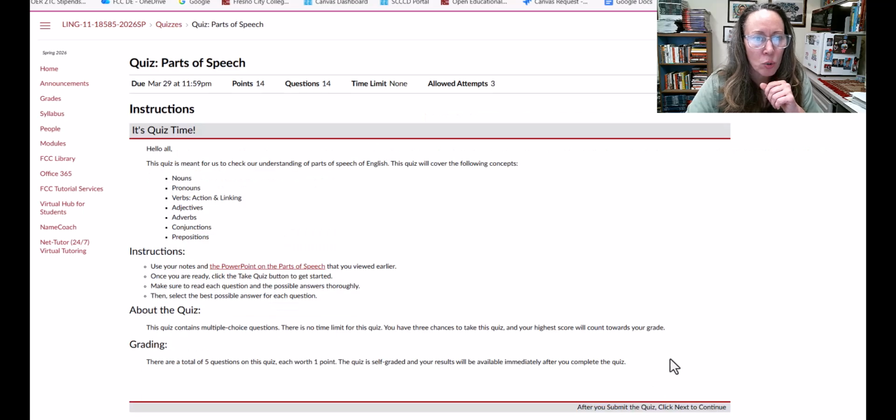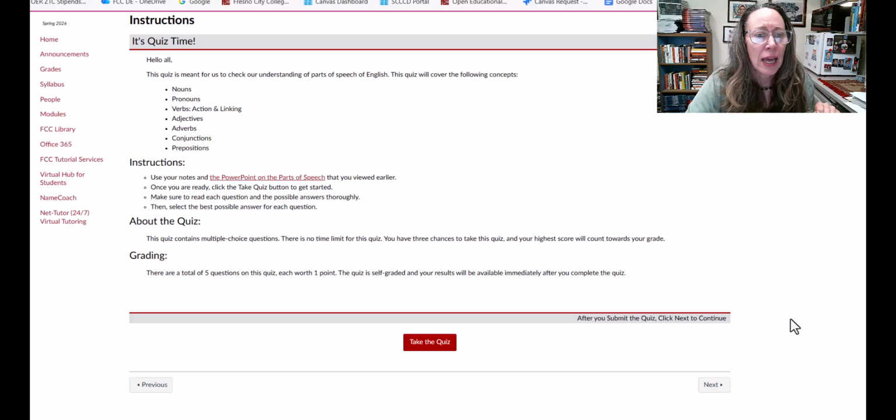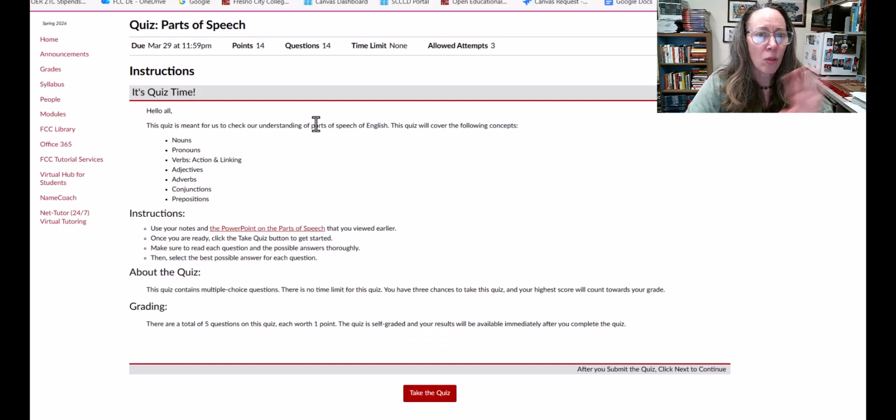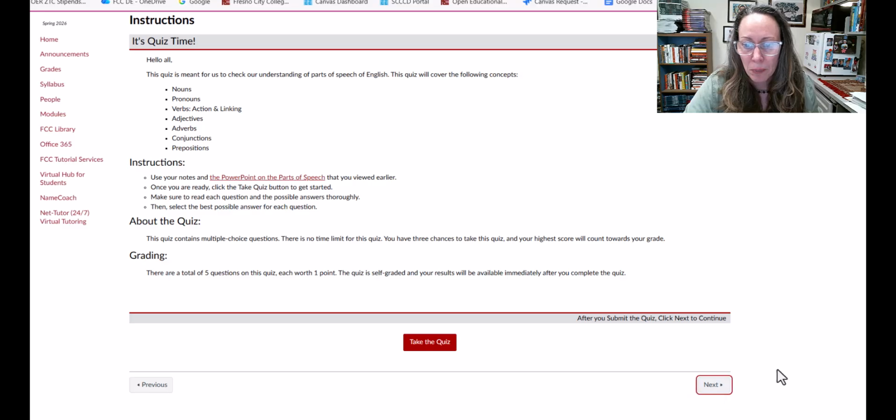Then we get to the quiz. The part of speech quiz is all the questions are here. All the information that you need for the quiz is located on the previous pages. So what I suggest you do is open up the quiz, look at the questions, and then go back to those previous pages to find the information that you need.